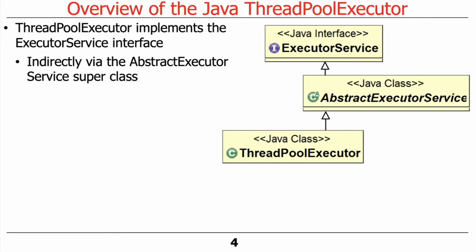So what is a ThreadPoolExecutor? Well, it's a class that you can make an instance of. And it implements the ExecutorService interface indirectly via the AbstractExecutorService superclass. So ExecutorService is an interface. There's an abstract superclass called AbstractExecutorService that fills in a bunch of the methods that are defined in ExecutorService. And then the ThreadPoolExecutor inherits those common methods and does a bunch more stuff.